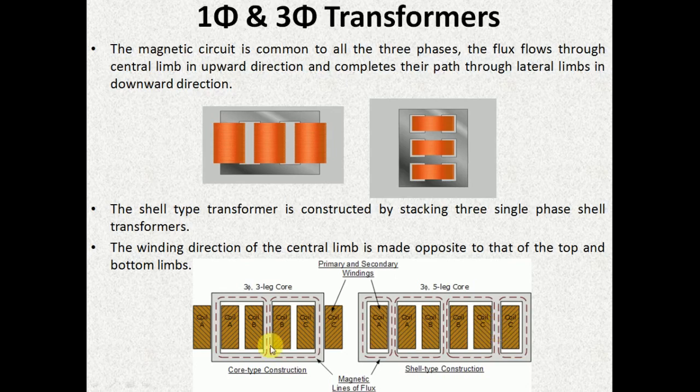If you see the magnetic circuit in the case of this core type construction, the flux will flow through the central limb and complete its path just like how this cursor is moving. If the flux going through the central limb is phi, then it will get split here. The flux going to the left side will be phi by 2 and the flux going to the right side will also be phi by 2. Hence we can clearly say that the magnetic circuit is independent and series in nature.